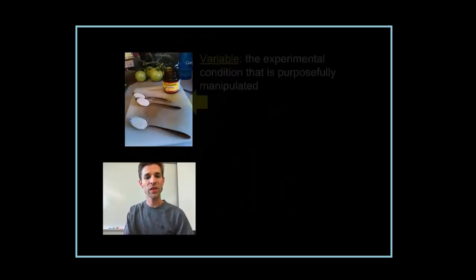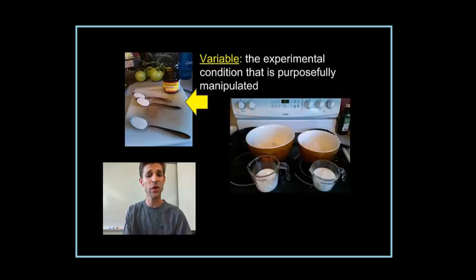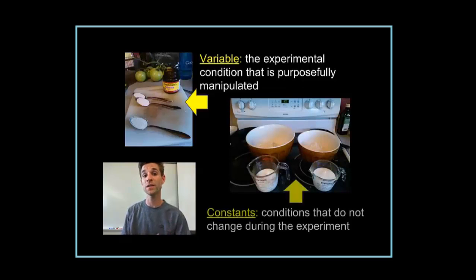So here we go. The thing that I'm actually manipulating in my experiment is called the variable. In this case, it's the yeast. It's the experimental condition that I'm purposefully changing. One loaf of bread is going to get 1 tablespoon of yeast, and the other loaf of bread is going to get 2 tablespoons of yeast. That's my variable, but everything else I hold constant.